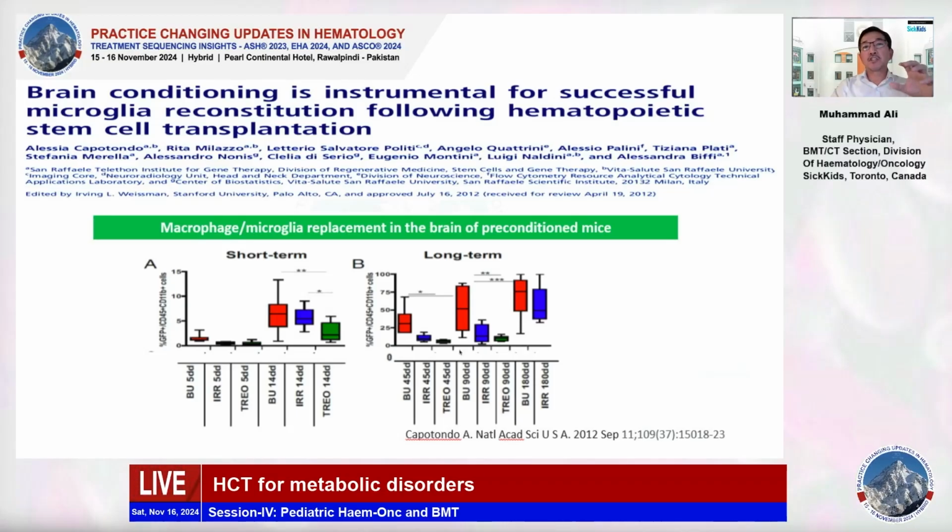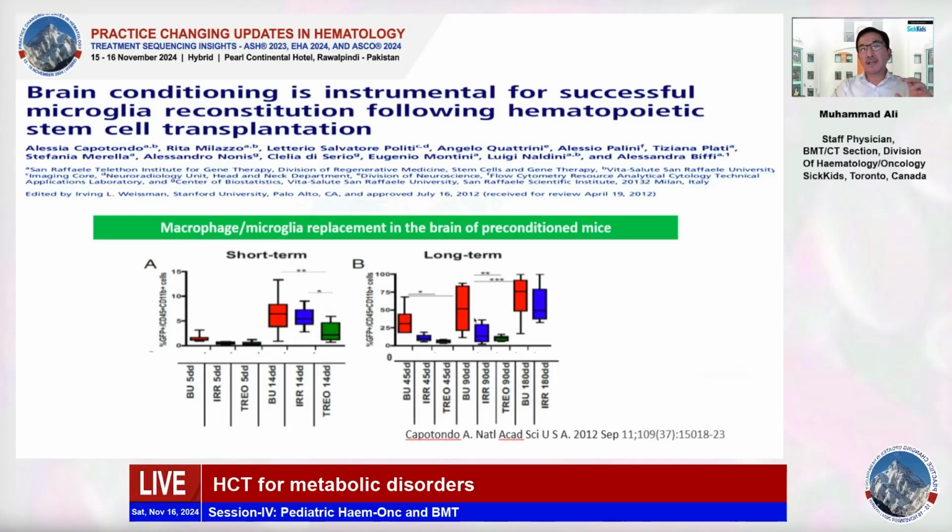So because our goal is to achieve engraftment not only in the bone marrow, but also to replace those resident macrophages in different organs of the body, including the brain, we need to be mindful how to achieve that goal while we are planning for a transplant procedure. In this animal model, the mice were exposed to 3 types of conditioning regimen: treosulfan, busulfan, and radiation. And then they looked into the short-term and long-term engraftment of donor monocytes, hence macrophages, in the recipient mice brain. The red is conditioning with busulfan, blue with radiation, and green with treosulfan.